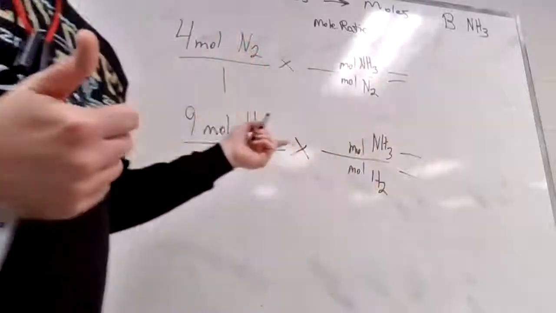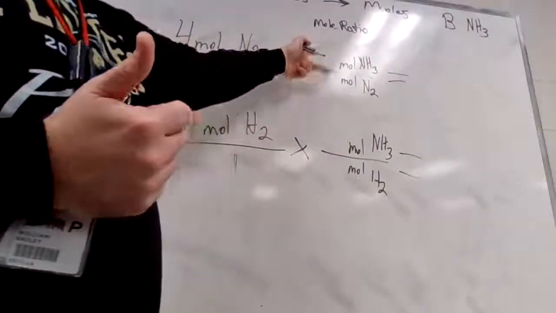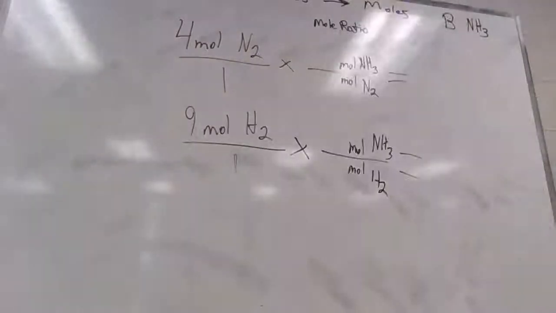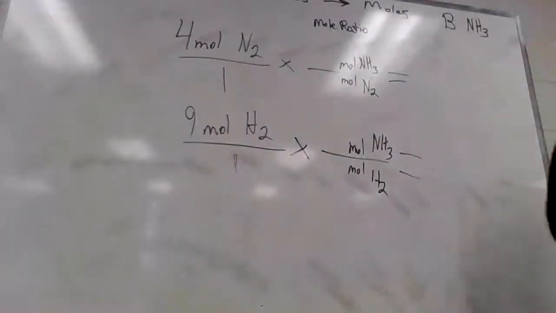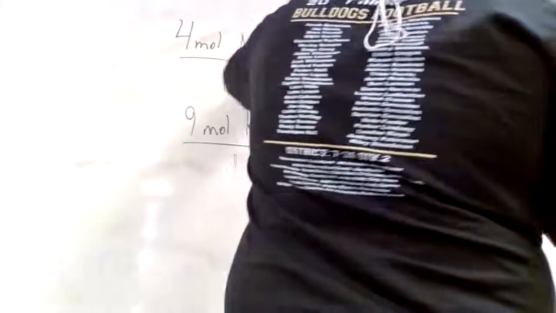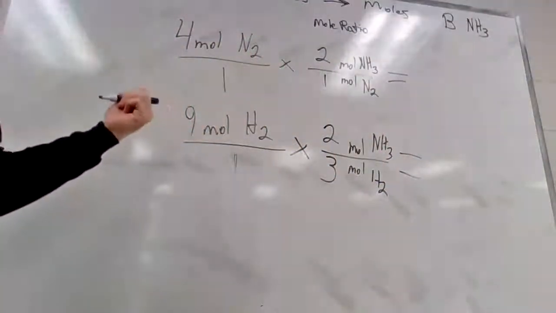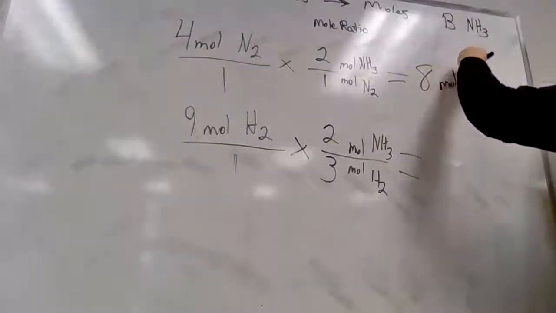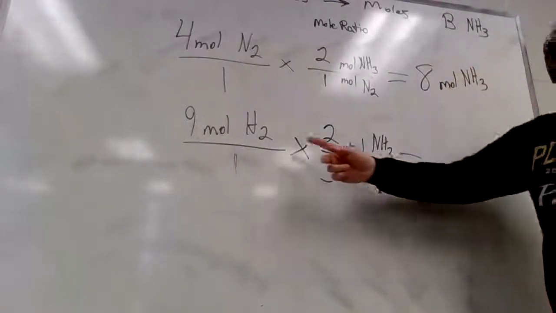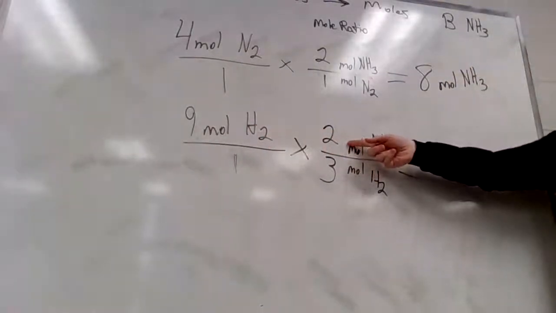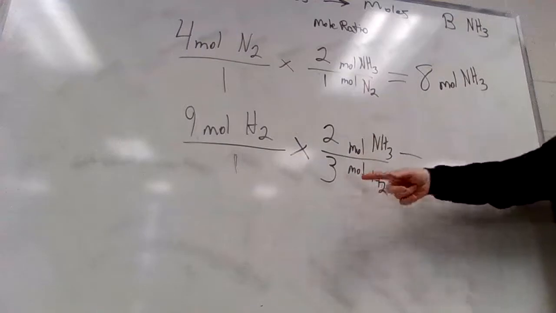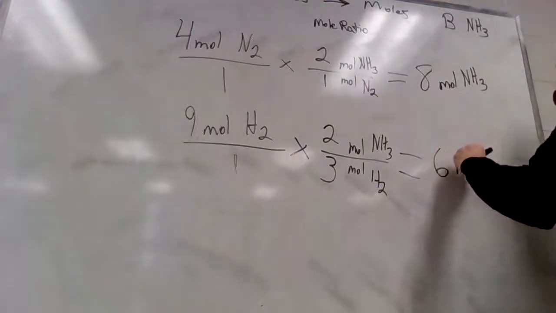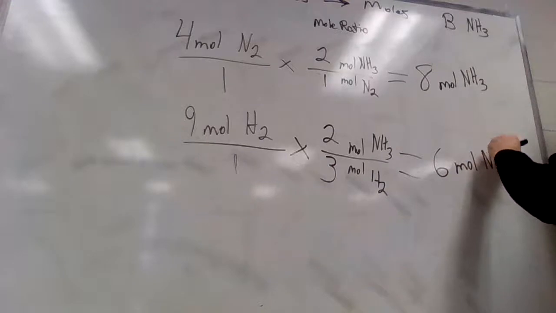So I set up my mole ratios. If this is my mole ratio, what are my numbers here? 2 over 1, and the other one's going to be 2 over 3, right? 2 over 1, 2 over 3. And this is math. I can do this on the board without even a calculator. What's 4 times 2? So I got 8 moles of NH3 here. What's 9 times 2? 18. What's 18 divided by 3? 6. So 6 moles of NH3.